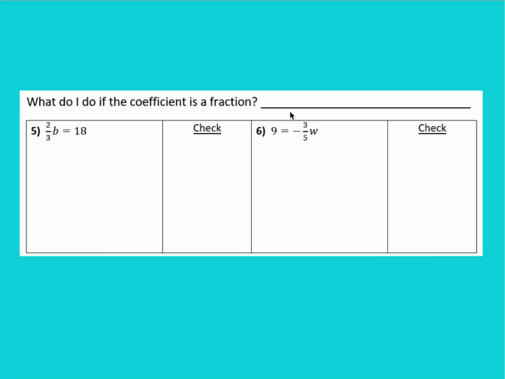What do I do if the coefficient is a fraction? If that's the case, you need to multiply by its reciprocal. Now reciprocal, remember, if I had 4/5, the reciprocal of that would be 5/4. So you just take the top and bottom, the numerator and denominator, and flip them so that they're reversed.